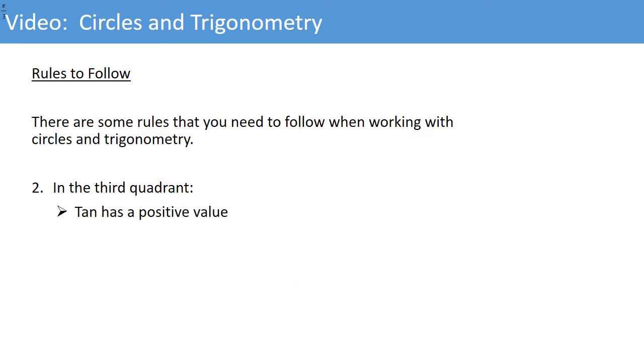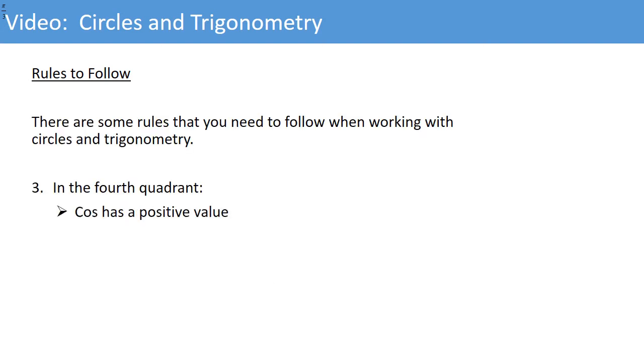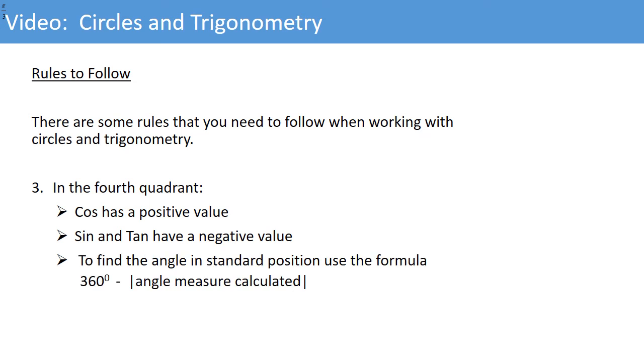In the third quadrant, tan has a positive value. Sine and cos have a negative value. To find the angle in standard position, use the formula 180 degrees plus the absolute value of the angle measure calculated. In the fourth quadrant, cos has a positive value. Sine and tan have a negative value. To find the angle in standard position, use the formula 360 degrees minus the absolute value of the angle measure calculated.